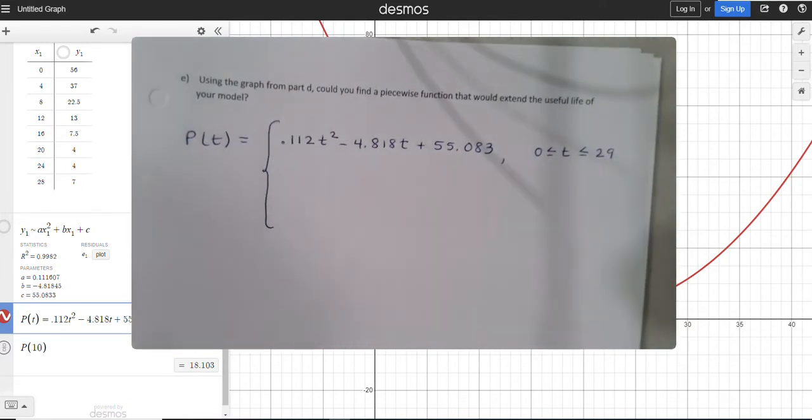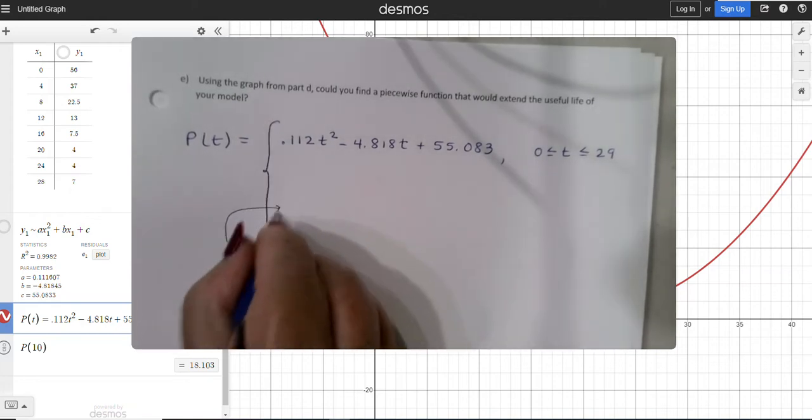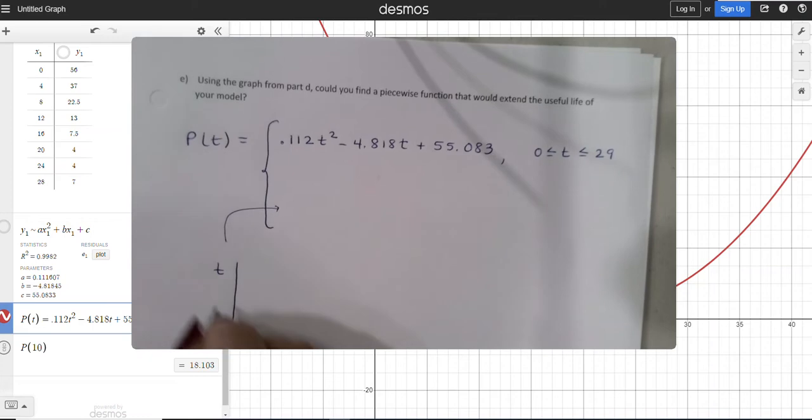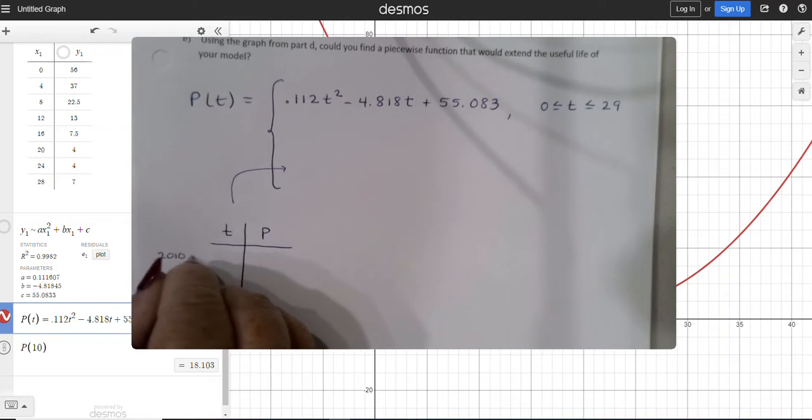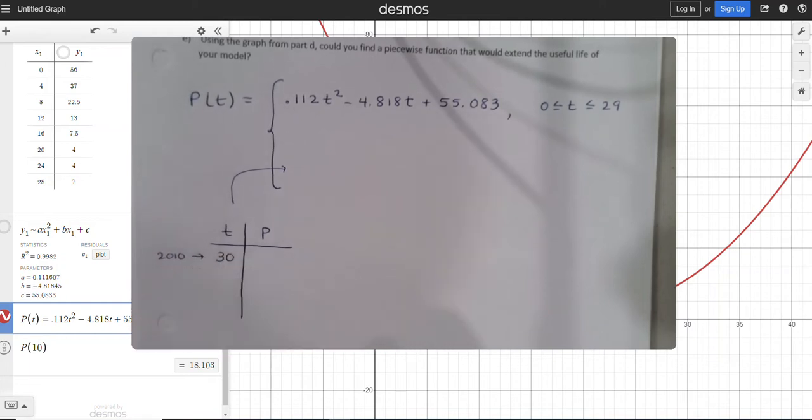Now the linear model I still have to work on. So to get this linear piece, let's make a new table of values for ourselves. And this will be for 2010, which is going to be our t equal 30. 2011 will be 31. 2012, 32. And the last year we have, 2013, will be 33.